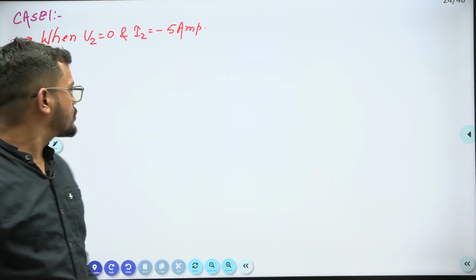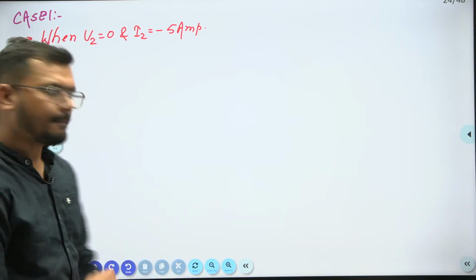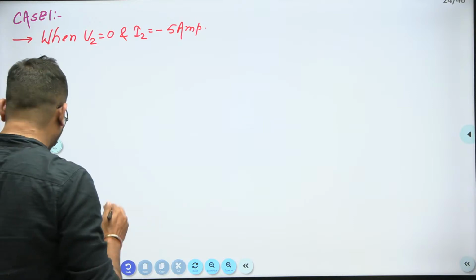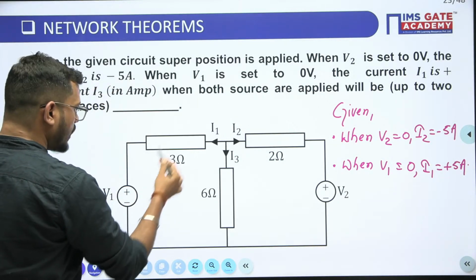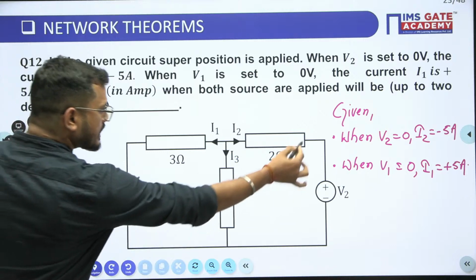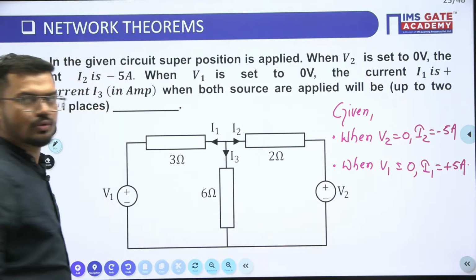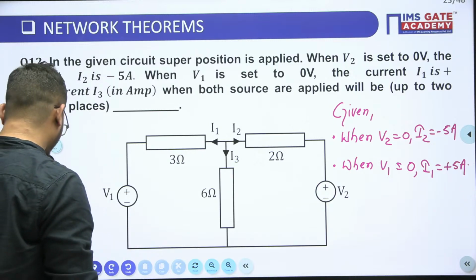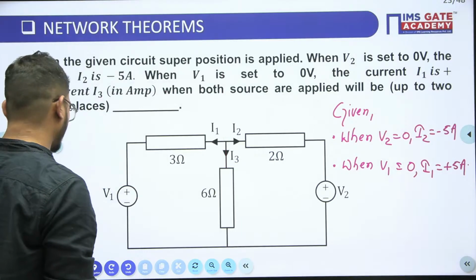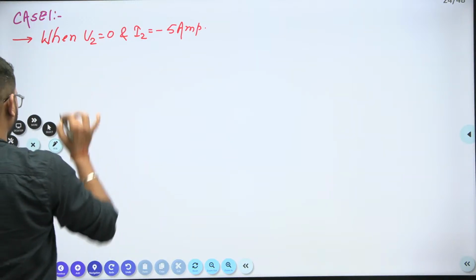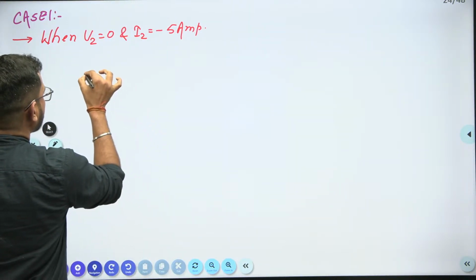Is it 0? No, it's not correct, Krishna. Okay, so let us see first. Let us draw the circuit in this condition, guys. Actually we have 3 resistances, and in this case I'm just short circuiting V2. So we have the circuit like this, guys.